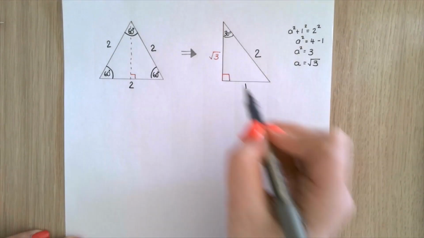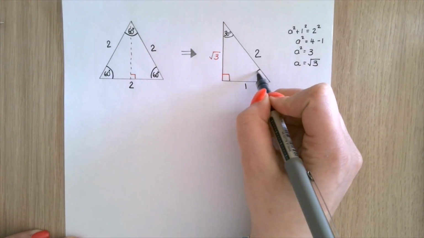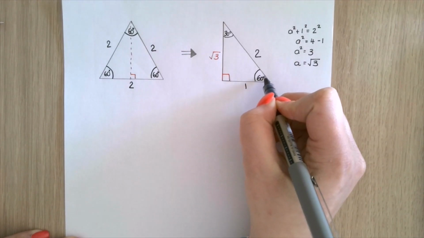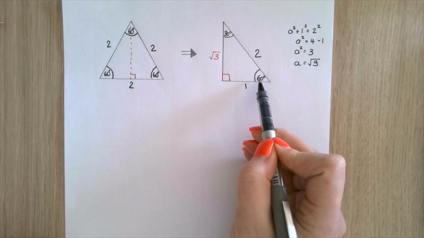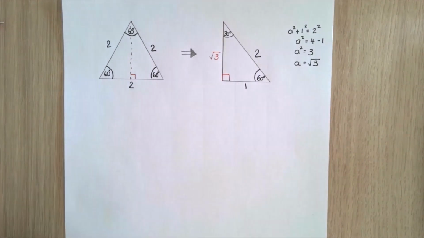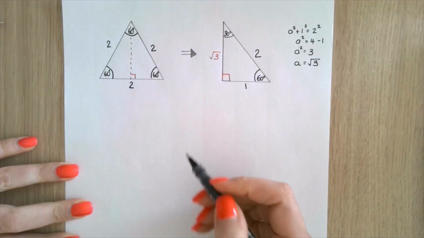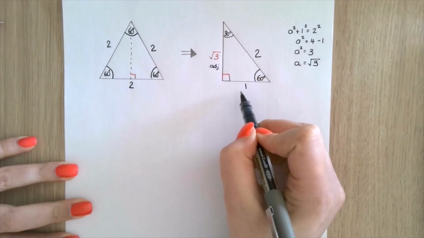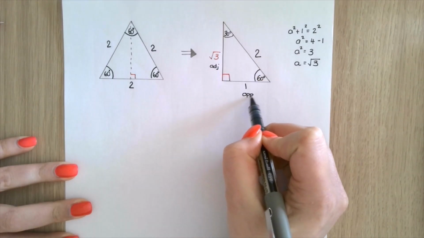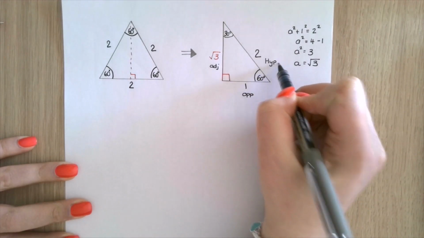I've got 30 degrees here. Angles in a triangle add up to 180 degrees, therefore this angle must be 60 degrees. This is what's going to enable me to work out the values for 60 degrees and for 30 degrees. So, looking for 30 degrees, this is my adjacent to the 30 degrees, and this is my opposite to the 30 degrees, and this is my hypotenuse.